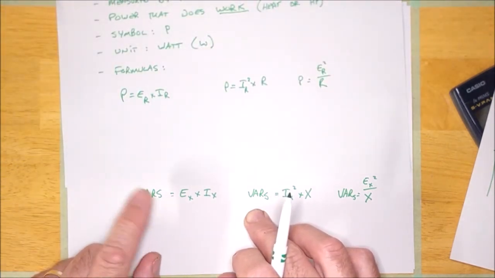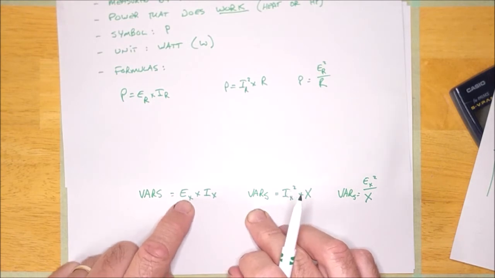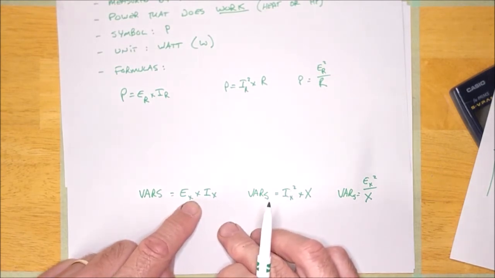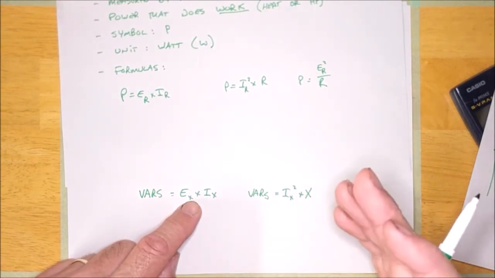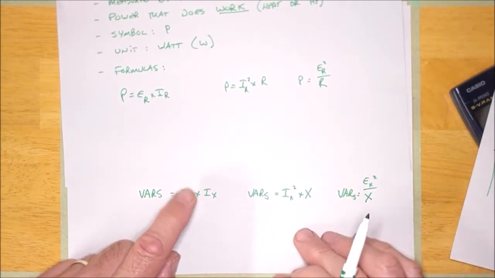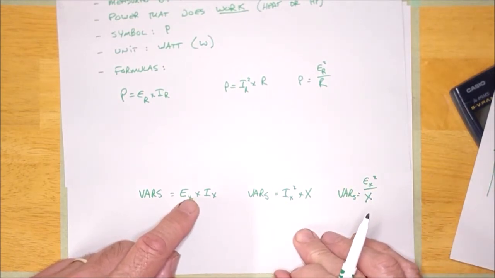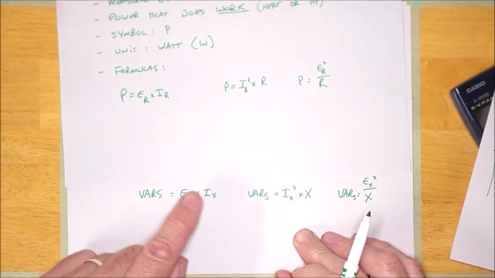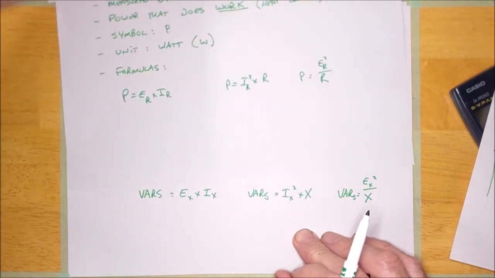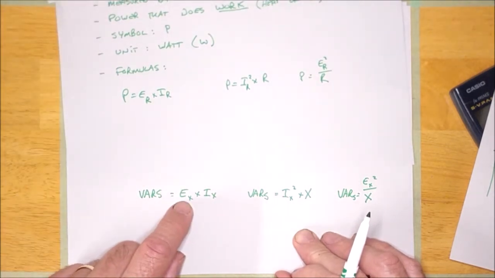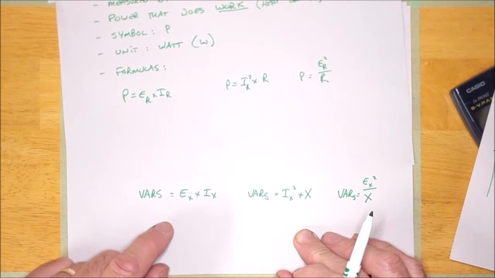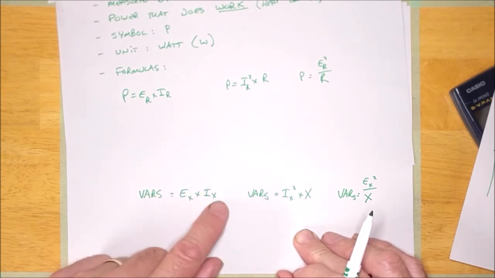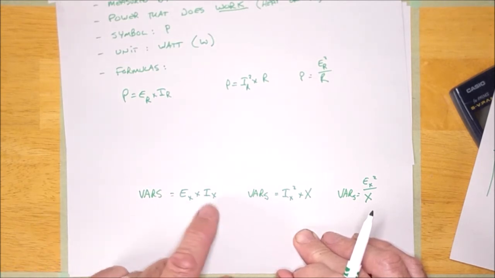The reactive power is the voltage dropping across, and it says X here, which means it's XL or XC, or it's straight up X, which is the difference between XL and XC, times the current through the inductor, capacitor, or combination of the two. So it's still the voltage times the current, okay? It's just the voltage across the capacitor times the current through the capacitor, or the voltage across the inductor times the current through the inductor.